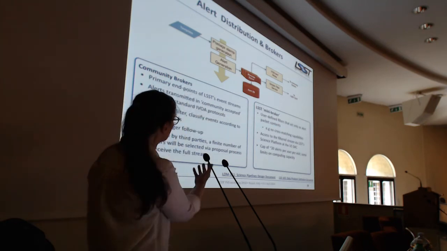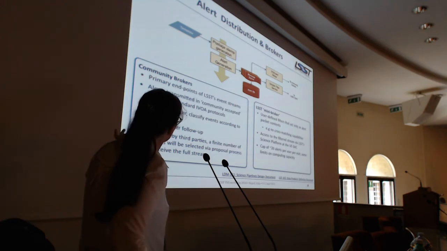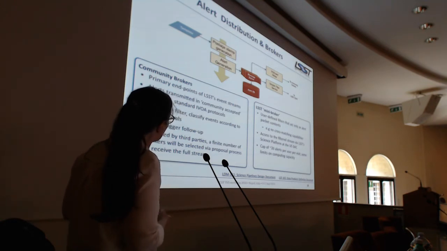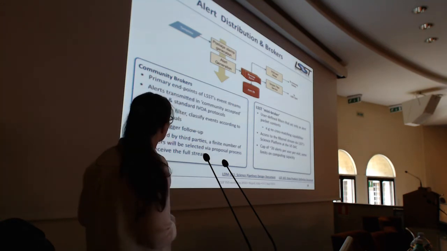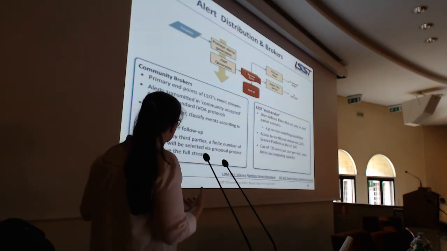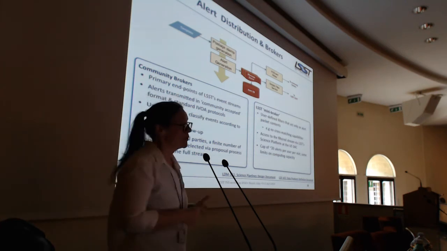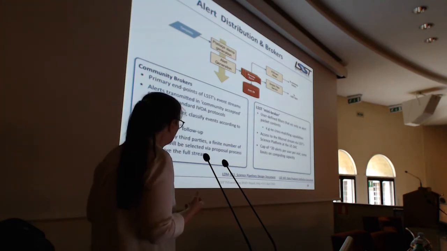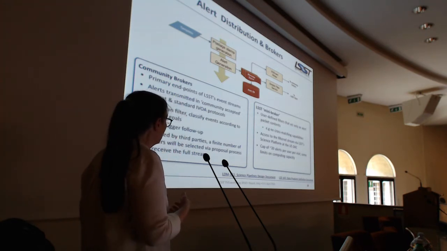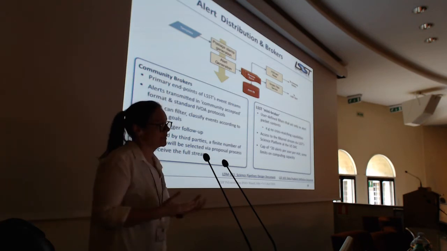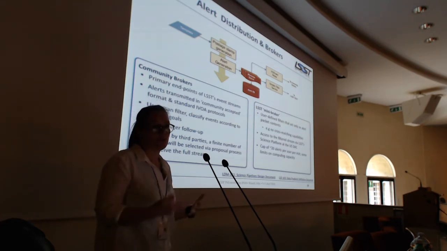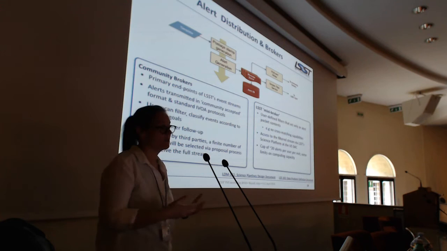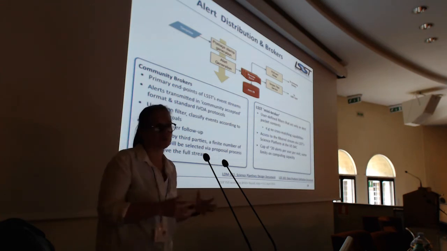So there are two types of brokers here. Community brokers, which are the primary endpoints for the LSST alert stream. We expect these to be provided by third parties. There will be a finite number of them chosen by a proposal process. And these brokers will receive the full stream of LSST data alerts, which can be filtered and then distributed out to users within their community.